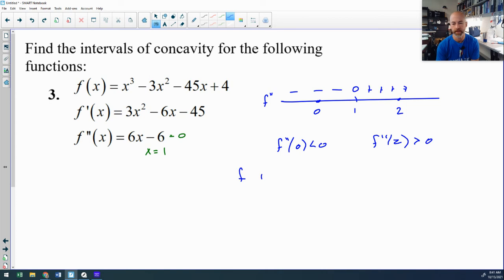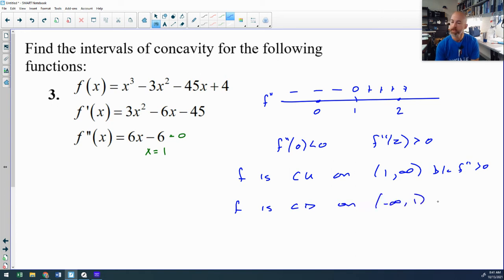And now I can say that f is concave up on the interval 1 to infinity because f double prime was positive, and f is concave down on the interval negative infinity to 1, and that is because f double prime was negative. And my writing is terrible there, holy cow.